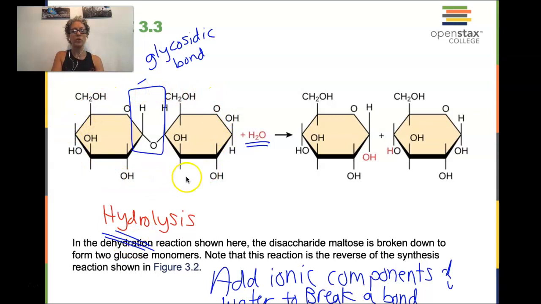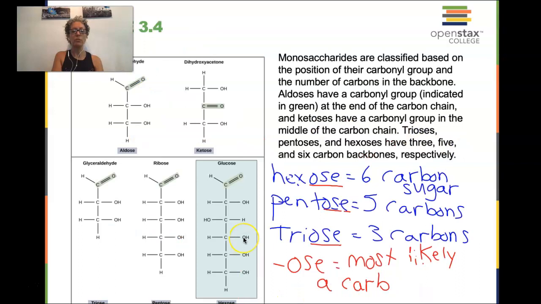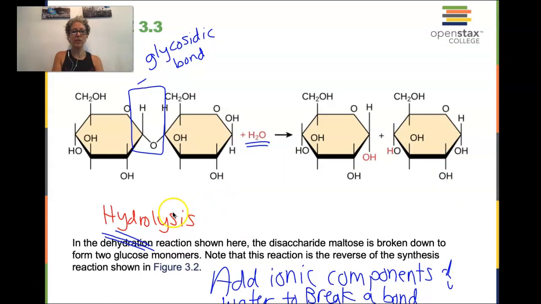If we start with two molecules that are already joined and we want to break this glycosidic bond, we can do so in the presence of water, and that process is called hydrolysis. Hydro, meaning water, and lysis, L-Y-S-I-S, means to break. So we're not breaking water, but we are using the ionic components of water to break a bond.